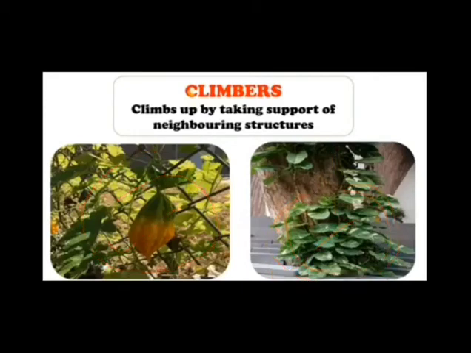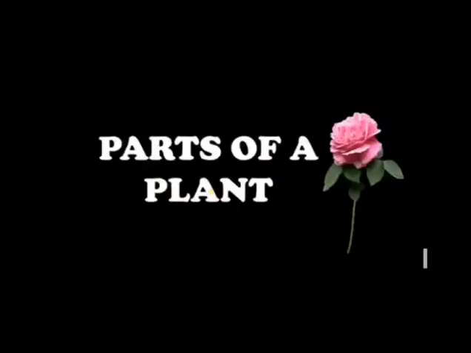Now we know what herbs, shrubs, trees, climbers and creepers are, and we can easily differentiate between them. Okay, so now we will move forward with this chapter. The next topic of this chapter is parts of a plant.